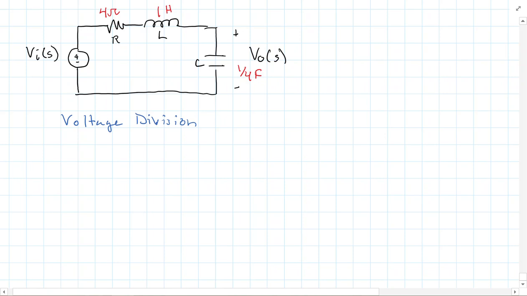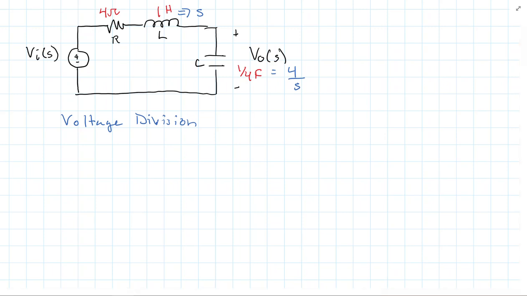And if I do voltage division here, well, maybe I should be careful. Before I do voltage division, I should do the Laplace transform of everything. So 4 ohms stays as 4. This is going to go to just S, because it's S times L. And this is going to go to 4 over S, because it would be 1 over S times C, so that would be just 4 over S.